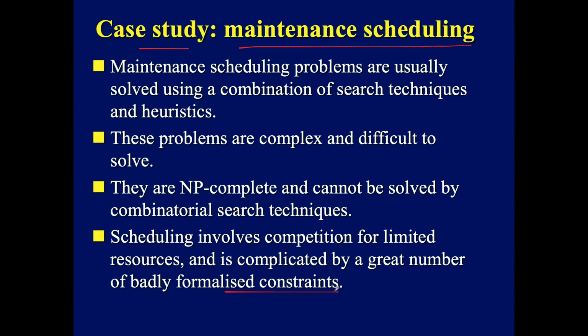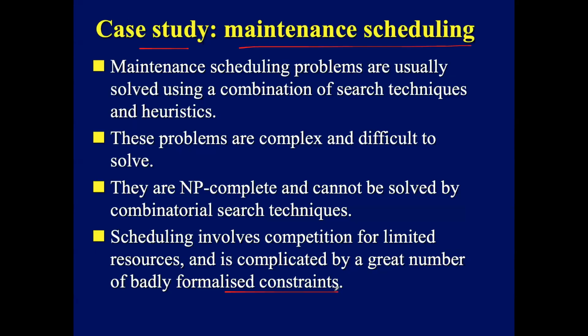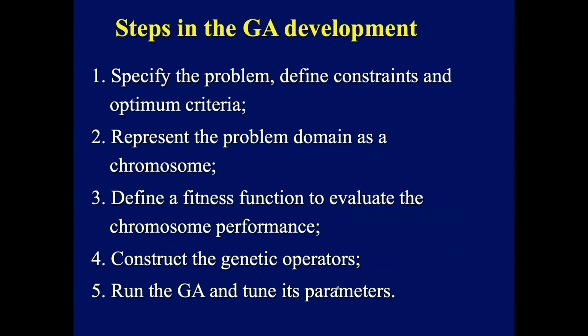So in our case study, before we look at it, we can first of all talk about the typical process of genetic algorithm development, developing a system that uses genetic algorithms. These are the steps involved in a typical process of using a genetic algorithm. The first step is to specify the problem. This is in a more project-wise context.